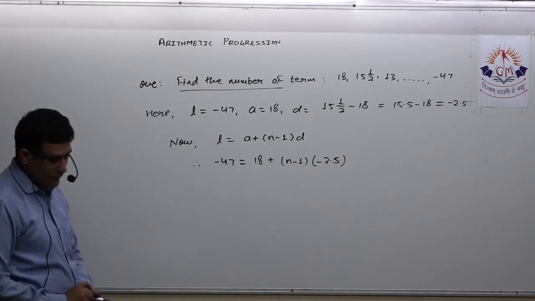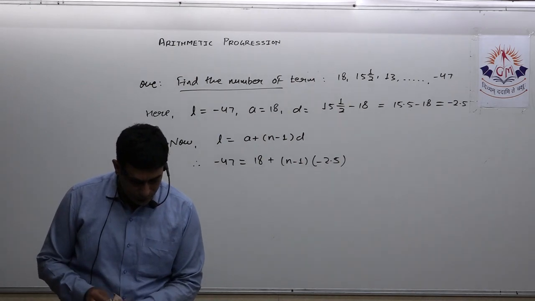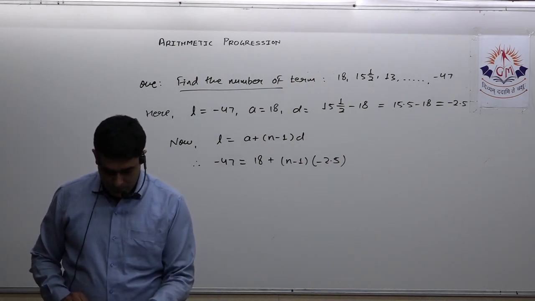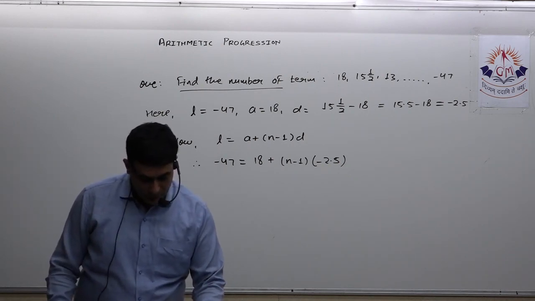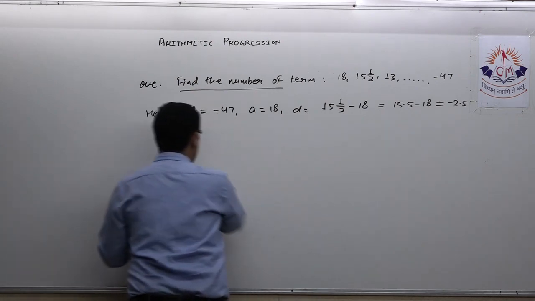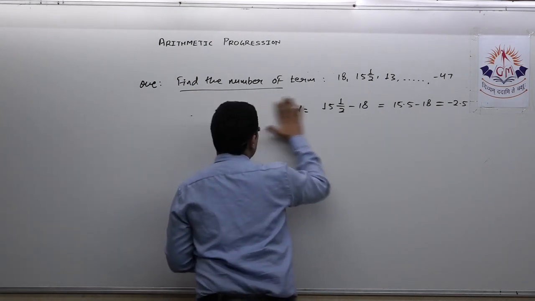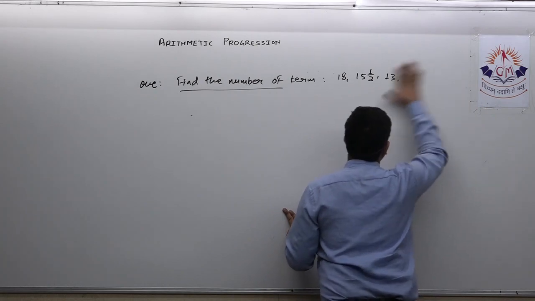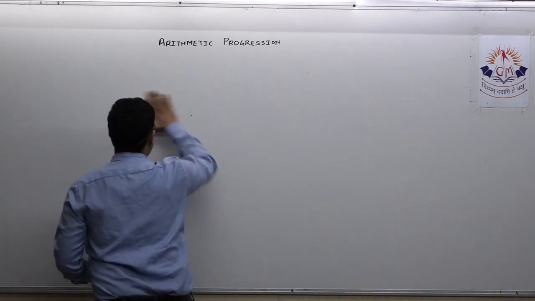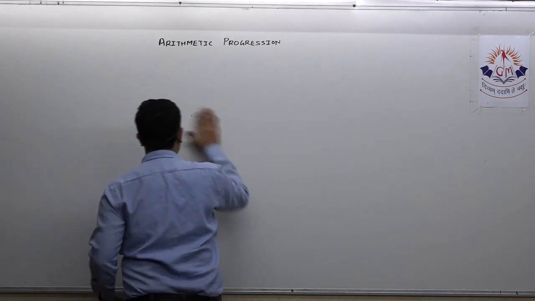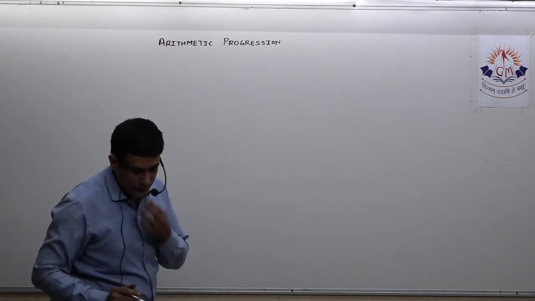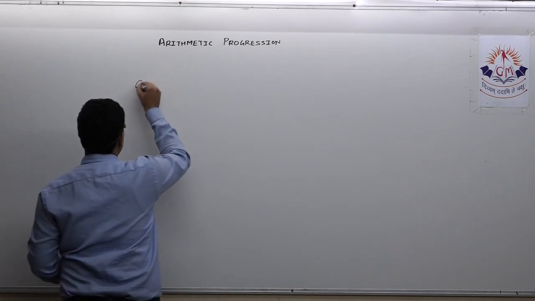Okay, now we will see the next variety of question. The next variety of question is: check whether minus 150. Now there is a term and we have to check whether that term belongs to the given AP or not. There is a term and we have to check whether that term is a part of the given AP or not.